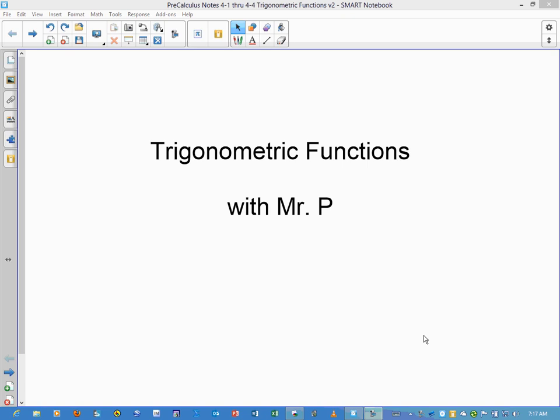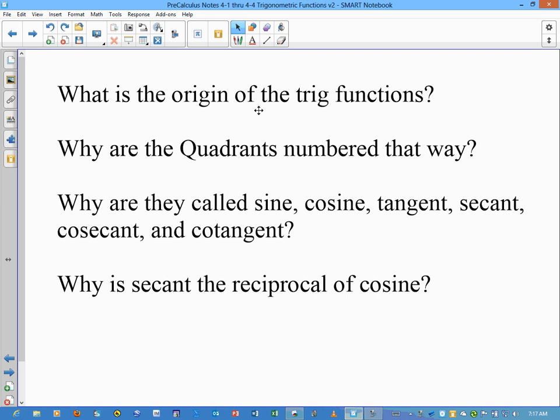I know when I first encountered the subject, I had certain questions that never really got answered by the textbooks. These were questions such as, what are the origin of the trig functions? Where did these ideas come from? Why are the quadrants numbered the way they are? It would seem like you should number them left to right, top to bottom, just like we read, but that's not the case. Why are they called sine, cosine, tangent?